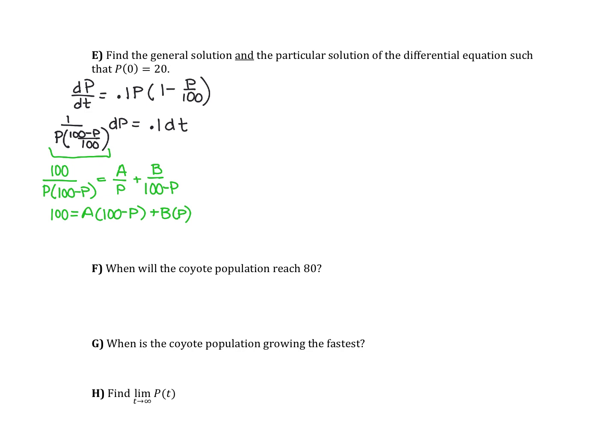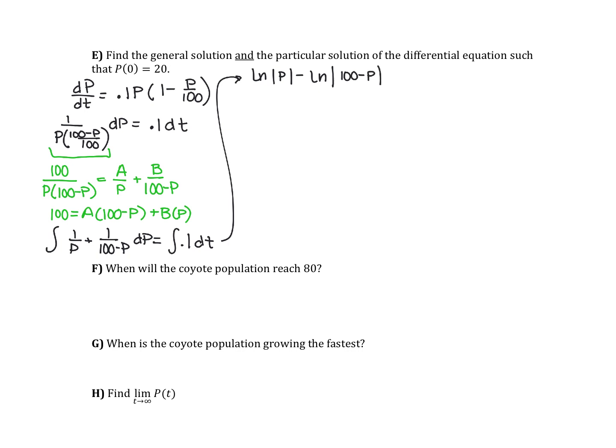So if we let p be 0, then a would be 1. And if we let p be 100, then b would be 1. So really what I'm doing is I'm integrating 1 over p plus 1 over 100 minus p dp equals the integral of 0.1 dt. Let's come up top. So we get the natural log of the absolute value of p minus the natural log of the absolute value of 100 minus p equals 0.1 t plus c.